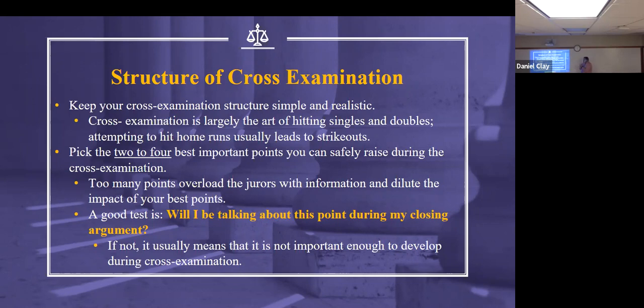So what you want to do is pick the 2 to 4 best points that you can safely raise during a cross-examination, right? And you have to be aware that too many points can overload the jury with information, right? Because they sit here all day and hear all this other stuff. I want to make 2 or 3 points and then sit down. Right? I don't want to stand up there for 3 hours.